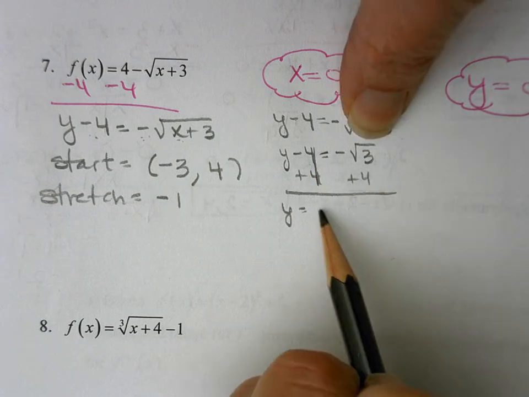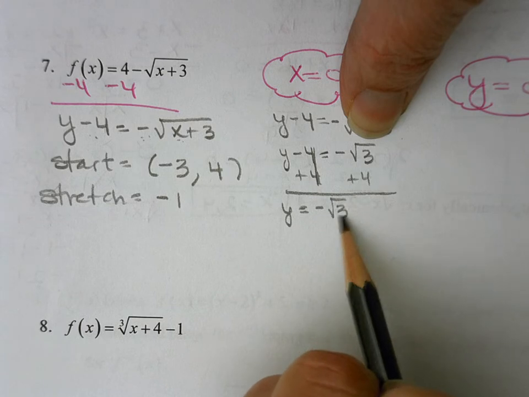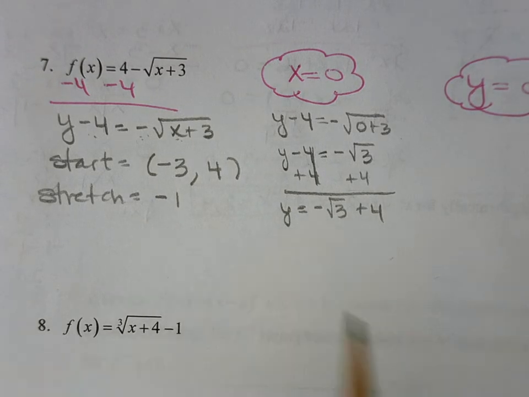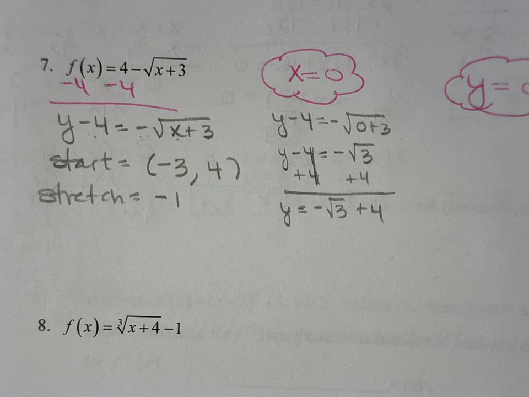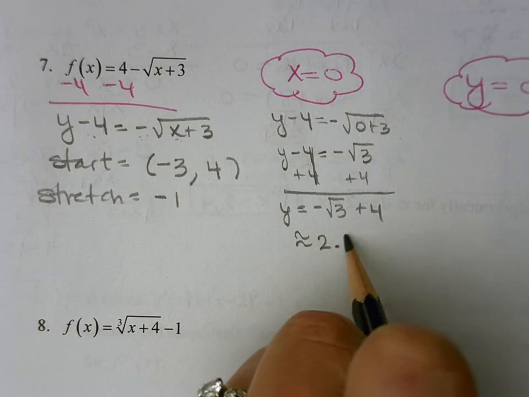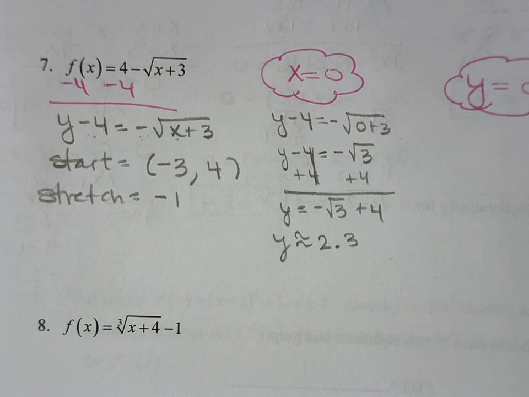And I can't actually add that, right? So it would be negative root 3 plus 4. And I want to be able to graph this accurately, or sort of accurately, and so I need to do that in my calculator, right? So that I can simplify that a little bit. So I'm just going to use my calculator, and I'm going to type in negative square root of 3, and then plus 4. And so that gives me about 2.3. So that is just going to help me graph it, right?